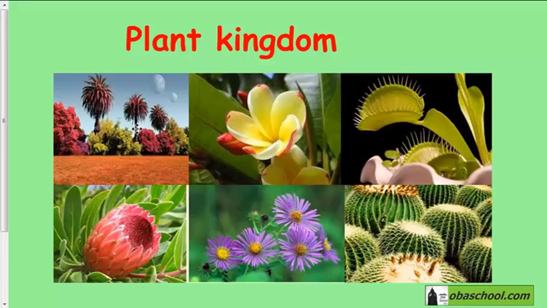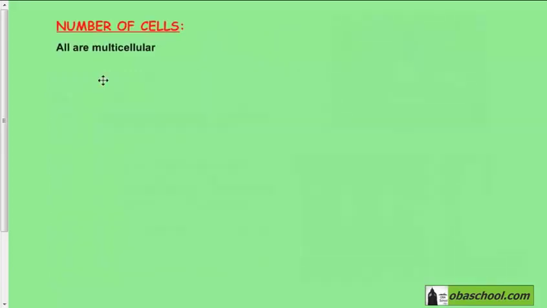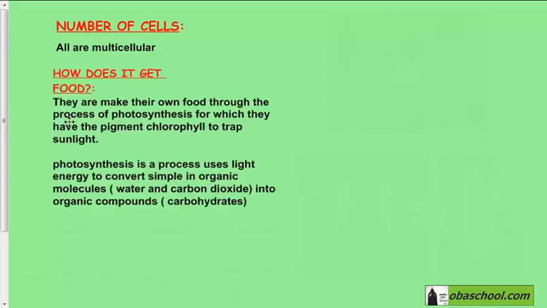There are no unicellular plants, which means they are all made up of millions of cells and not from one cell. Next, we will learn how plants get their food. Inside the plant cell, there is an organelle called a chloroplast. The chloroplast contains a pigment called chlorophyll, which gives plants their green color. Chlorophyll absorbs energy from the sunlight and makes the plant undergo a process called photosynthesis.